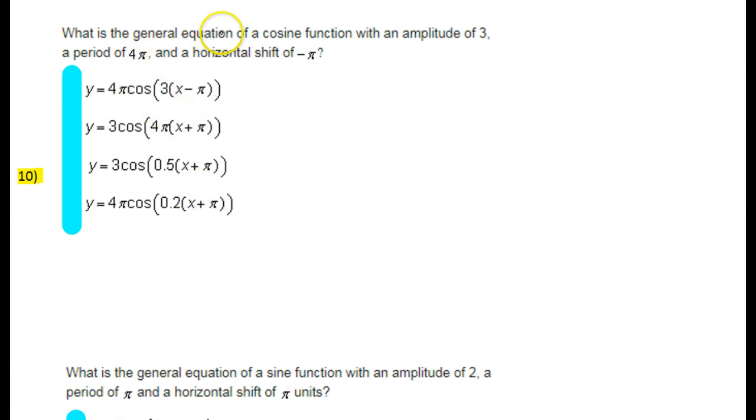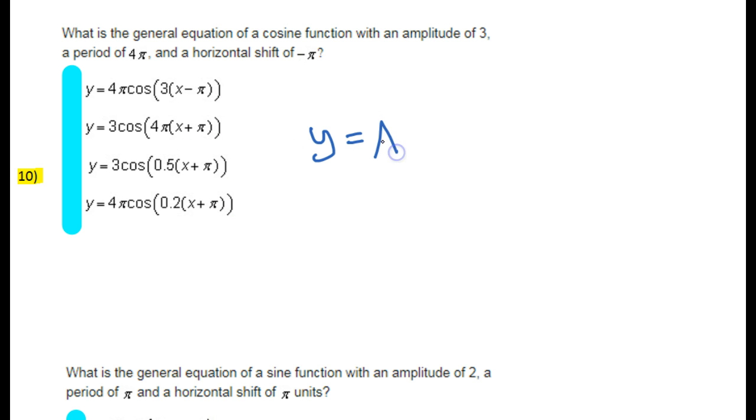What is the general equation of a cosine function with an amplitude of 3, a period of 4 pi, and a horizontal shift of negative pi? Well, let's start off with some basics. Here's the general model of a cosine function.